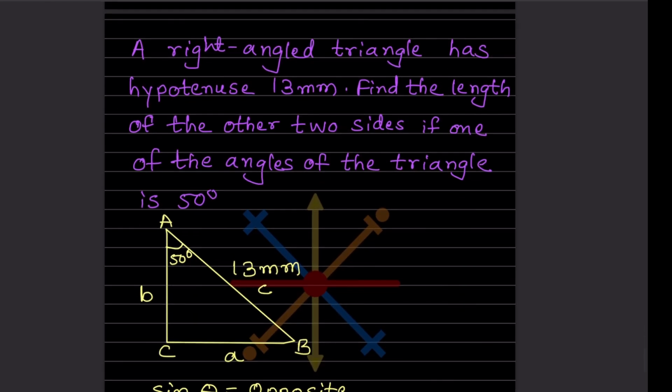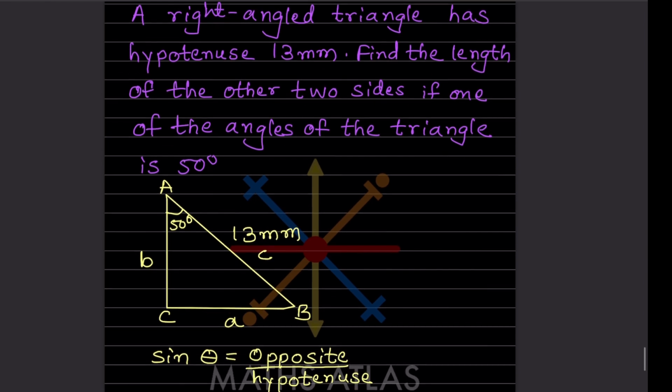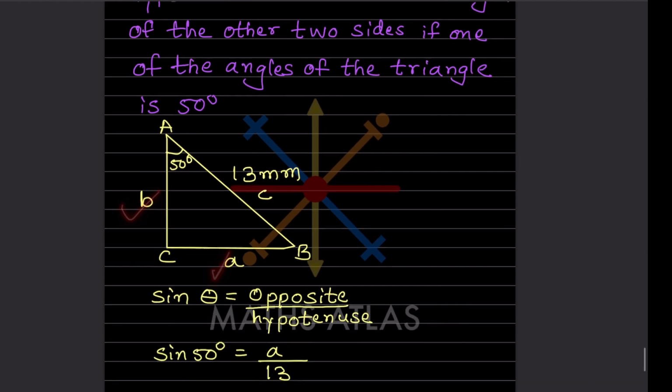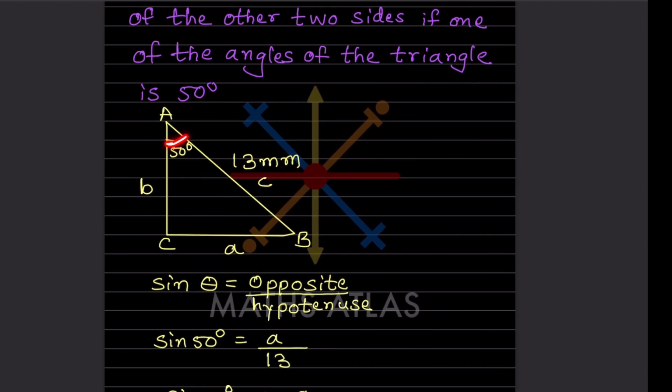Now the next one: a right angle triangle has hypotenuse 13 mm, and find the length of the other two sides if one of the angles of the triangle is 50. So see here, the hypotenuse is given as 13 mm, and one angle is given as 50, and we don't know the sides. Now this is 50 given, means this is the opposite side, this is the hypotenuse, and this is the adjacent side.